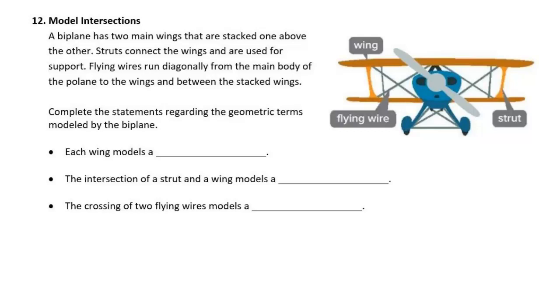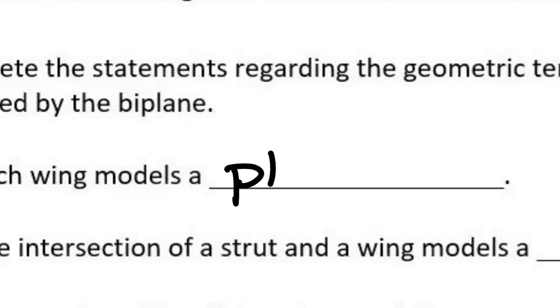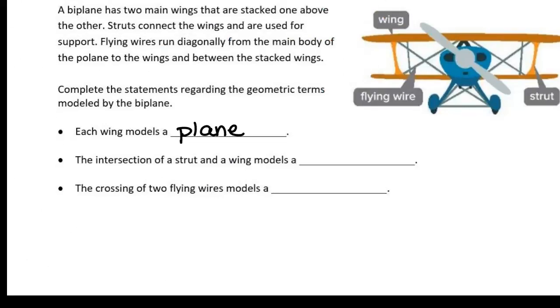I want you to think about not the way it's drawn in the picture, but if you were actually standing in front of it in real life. The wings on this plane, would those model points, lines, or planes? The wings. Plane, yes. Because remember, the wing would be a flat surface. It has length and width to it.